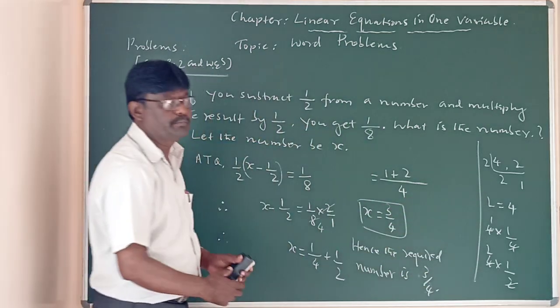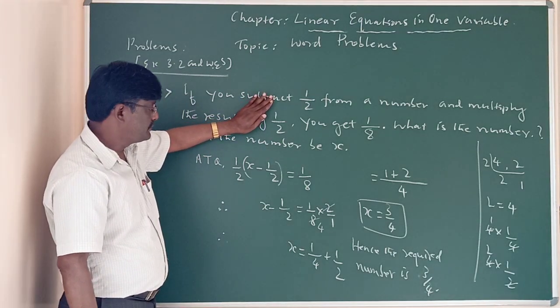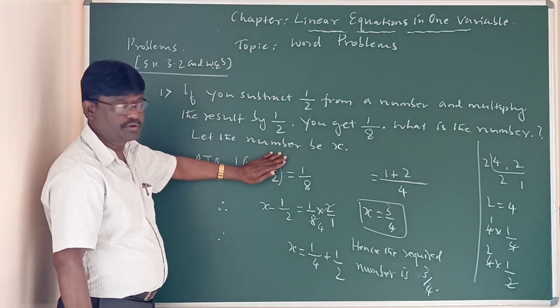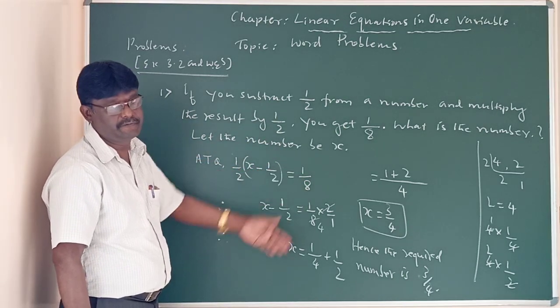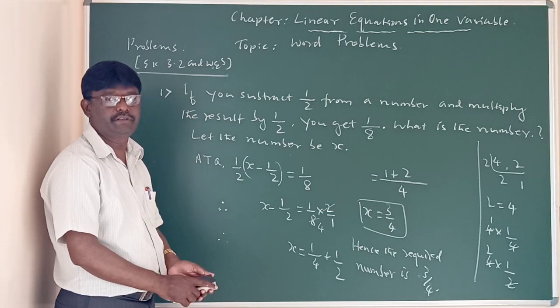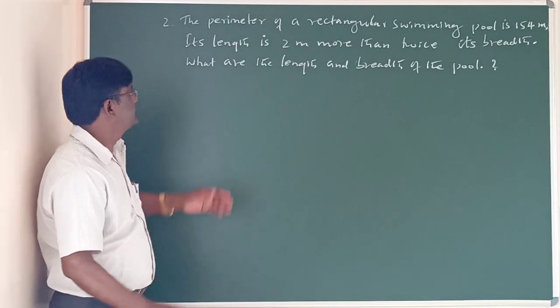Okay children, so that's the main thing here. We have to convert the given statement into the equation. Once we get the equation, then by applying the fundamental basic rules, just try to get the value of the unknown. Now we shall take the second.